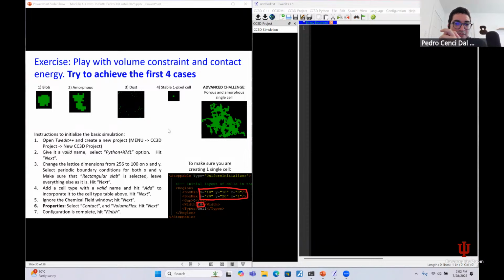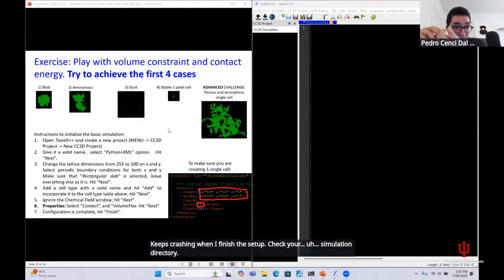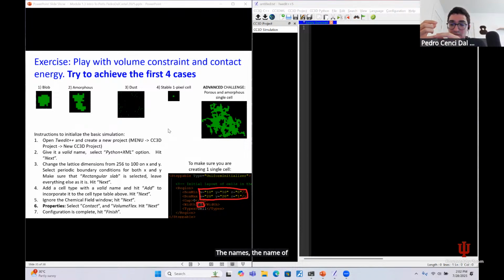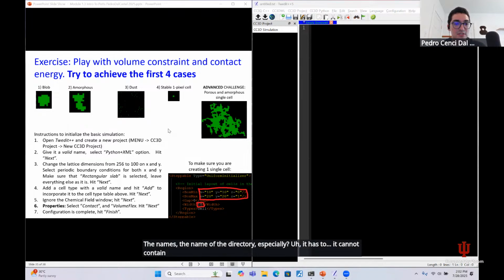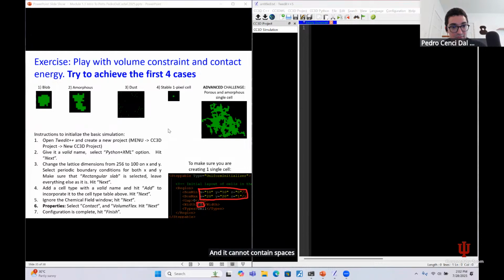Keeps crashing when I finish the setup. Check your simulation directory, the name of the directory especially. It cannot contain special characters, it cannot start with a number, and it cannot contain spaces.